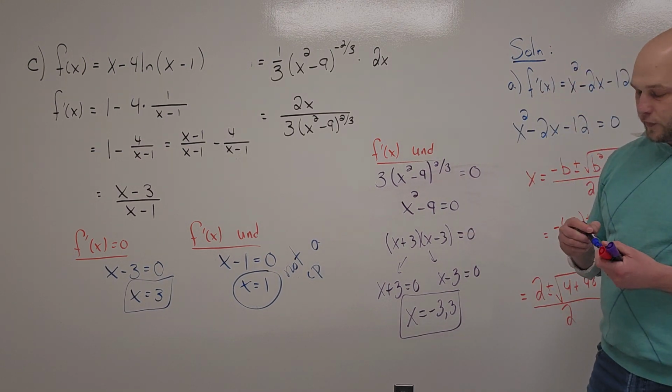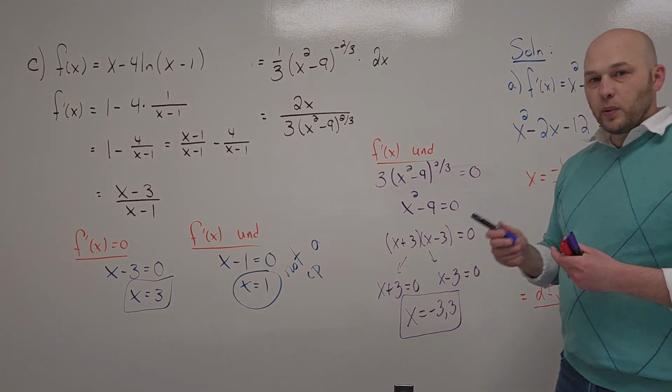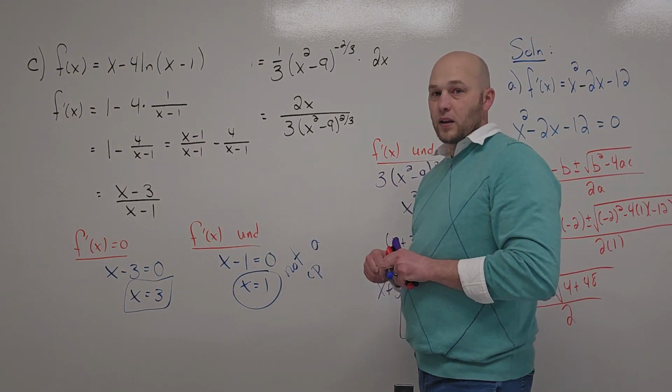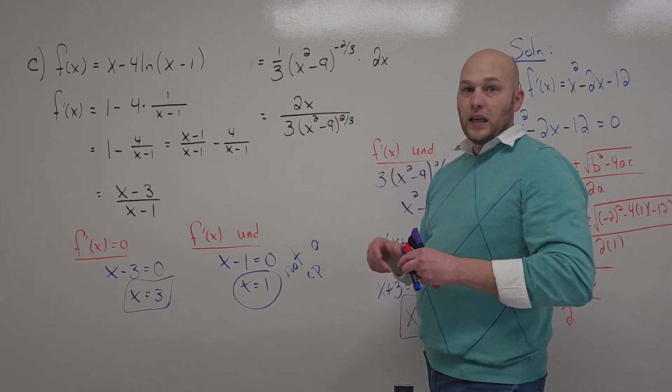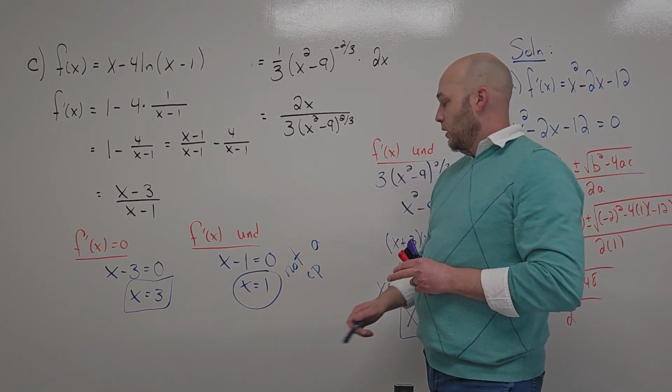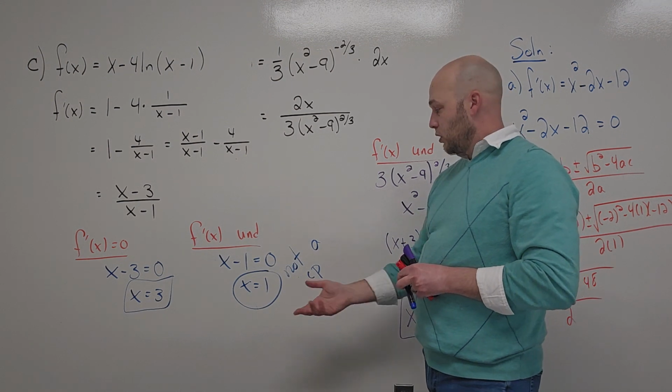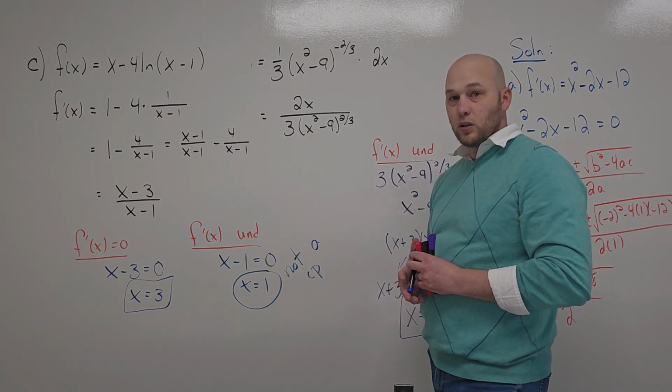So make sure when you're finding your critical points, you double check your answers at the very end to see if they're actually defined in the original function, because you might get some answers incorrect if you just come to the end and you don't check those.